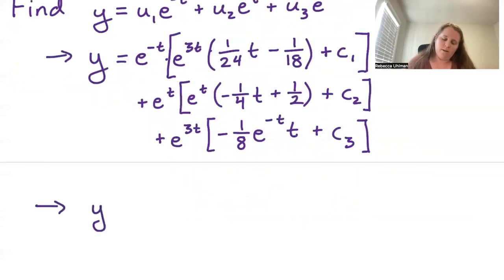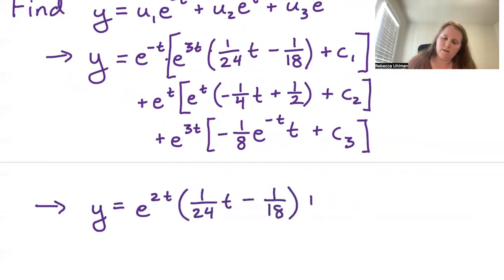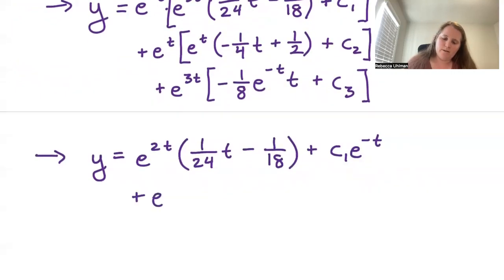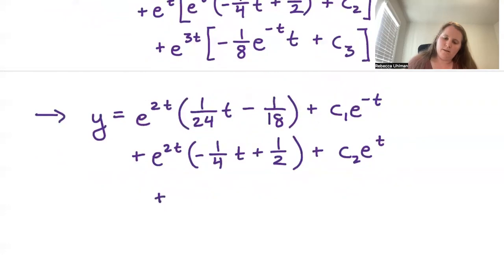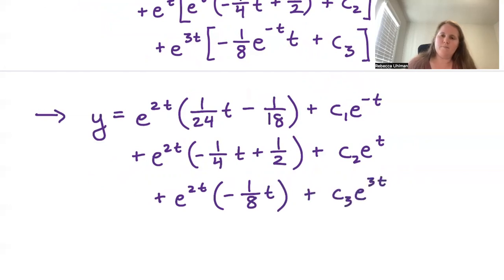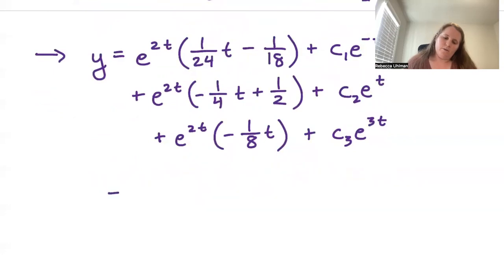So we get that y is equal to e to the 2t times 1 over 24 times t minus 1 over 18 plus c1 e to the -t, plus e to the 2t times -1/4 t plus 1/2, and then plus c2 e to the t, plus we would have e to the 2t times -1/8 t, and then plus c3 e to the 3t. And we can, of course, condense this.